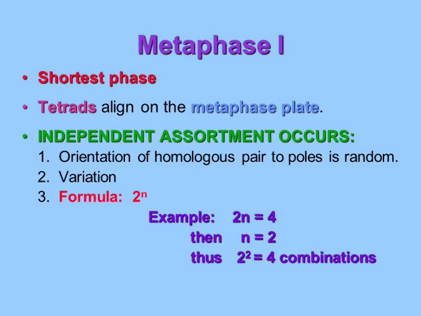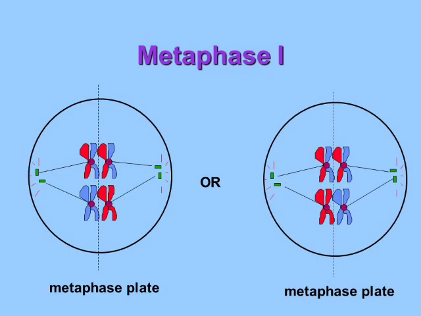Independent assortment occurs. First, the orientation of homologous pairs to poles is random. Second is variation. And the third is the formula 2 raised to n. As an example, if n is equal to 2, then 2 squared is equal to 4 combinations. Metaphase I is a stage in the cell cycle where all the genetic material is condensing into chromosomes. These chromosomes then become visible. During this stage, the nucleus disappears and the chromosomes appear in the cytoplasm of the cell.